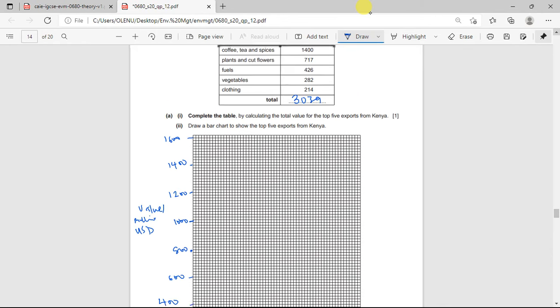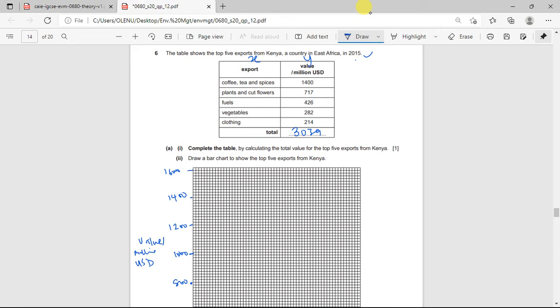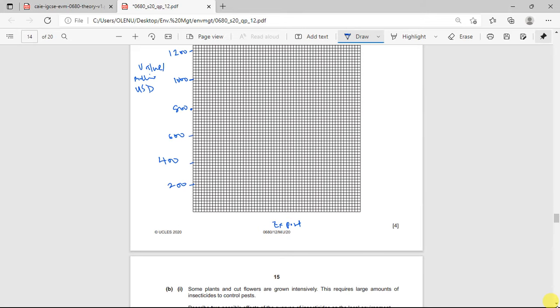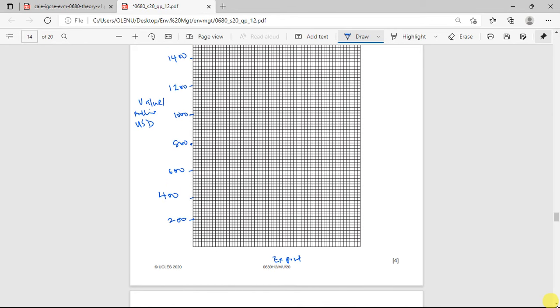So the first thing I have here is 1400 for coffee, tea, and spice. For the purpose of this revision, I'll put it as CTS. But please, while writing the exam, make sure you write it in full. So I have 1400 in that case. I can decide to make it just 5 bars, 1400 downwards.